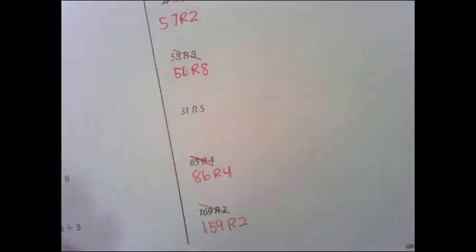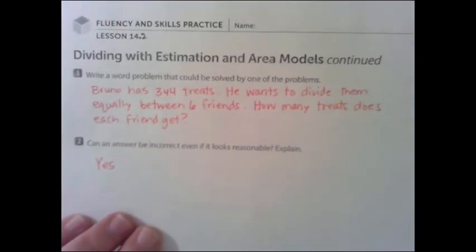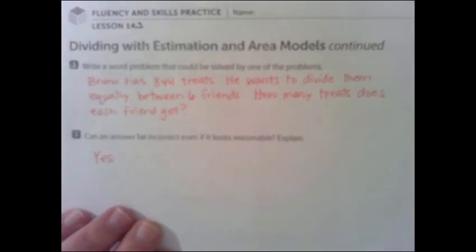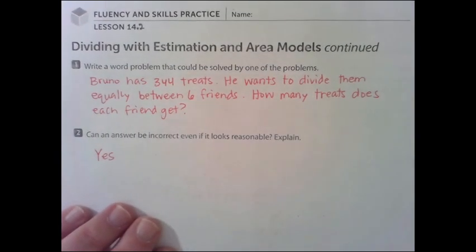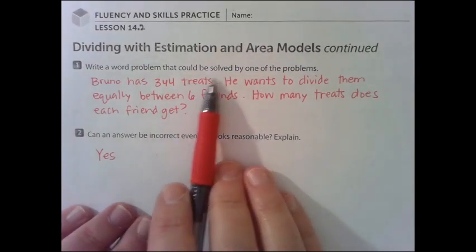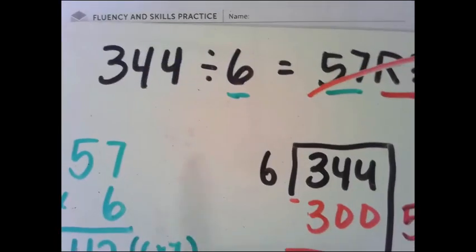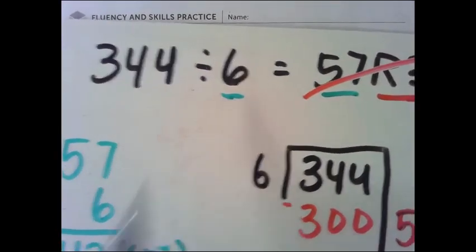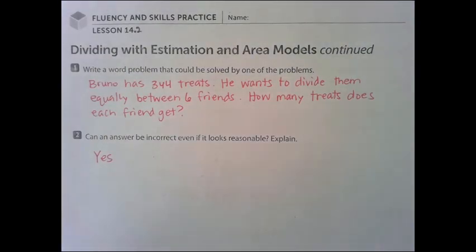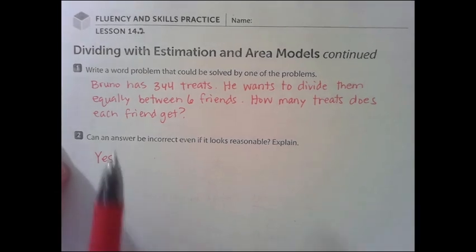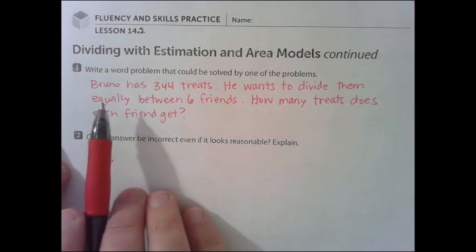Okay, back to this sheet. Hopefully you noticed there are a couple of questions. Number 1 was, write a word problem that could be solved by one of the problems. So I did the problem that I did on the whiteboard, 344 divided by 6. I just came up with a story, and you can come up with your own story. Everyone's going to have a different answer for this, but here's what I came up with.